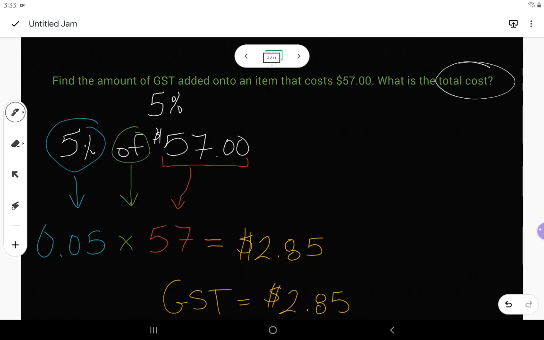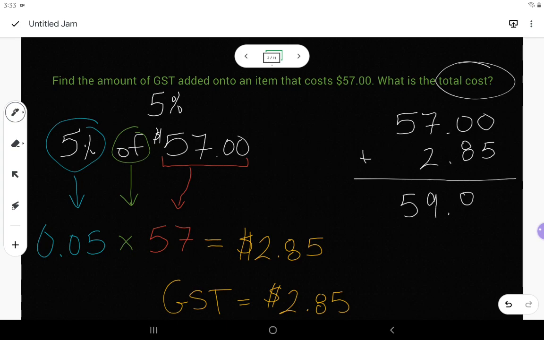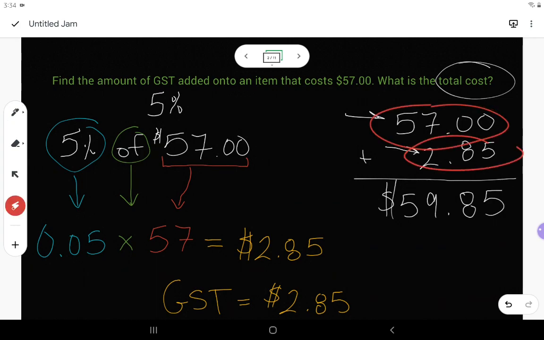Now the last part here says what is the total cost. Okay, so the total cost is going to take my original $57 and it's going to add on the 5% GST. So I'm going to add on that $2.85 to my $57, and in total the whole thing will cost me $59.85 to buy it. Okay, so that's the total cost. So if I'm just finding the GST, I want to find 5% of the number. If I'm looking for the total cost, I take my original price, I add on the GST, and I simply add them together.